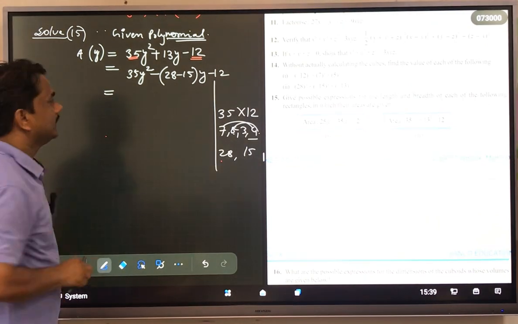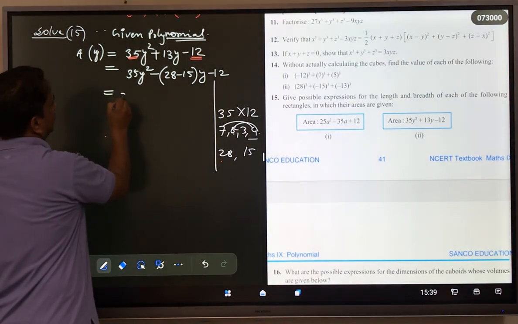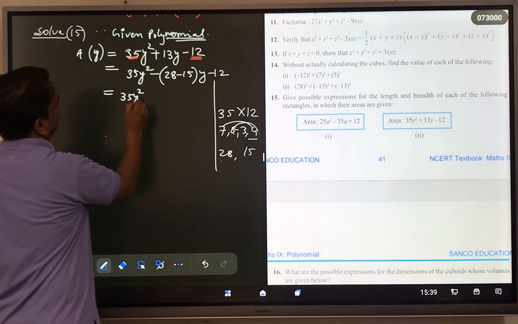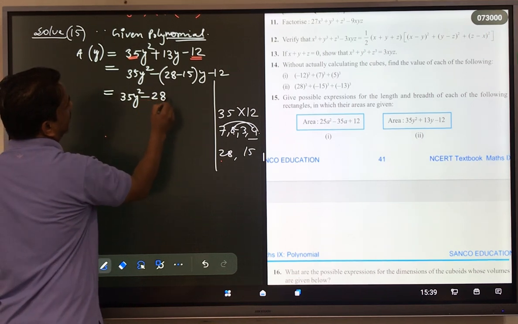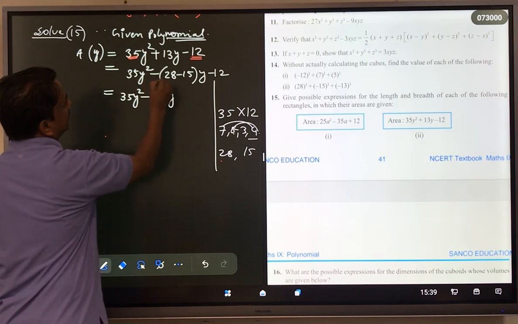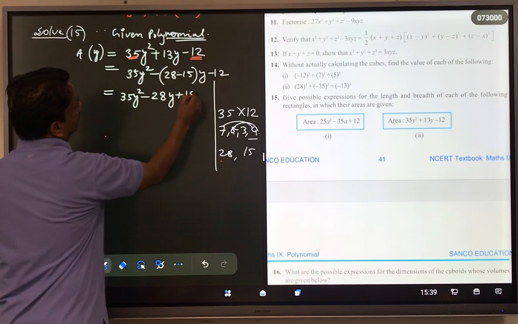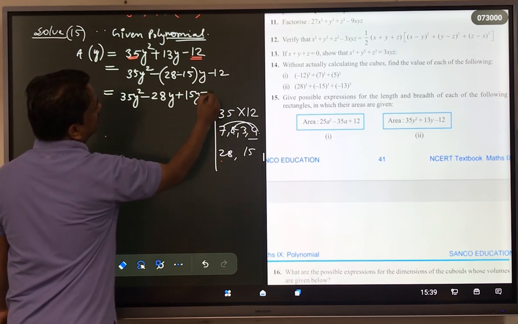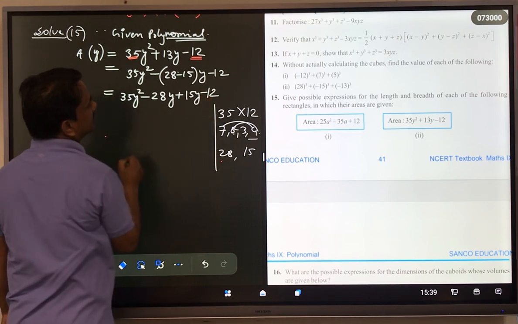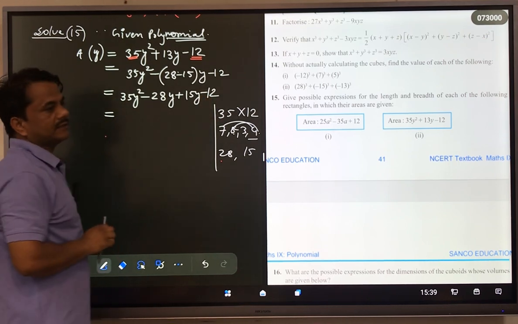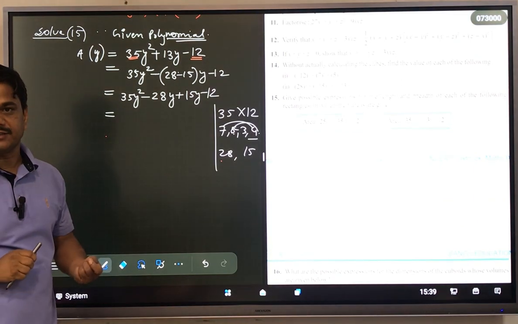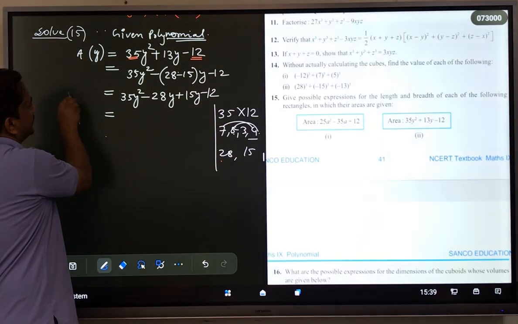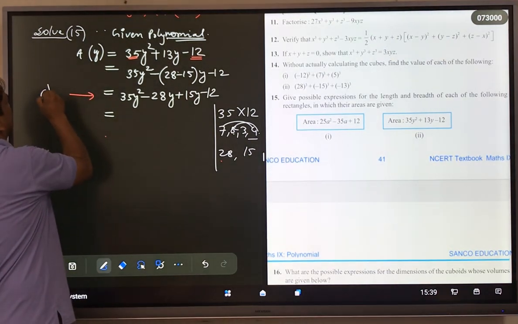Got it? Now next is 35y square plus 28y minus 15y minus 12. Is it or not? This step is called the checker step. Generally we call it the checker step. Why is it called the checker step?